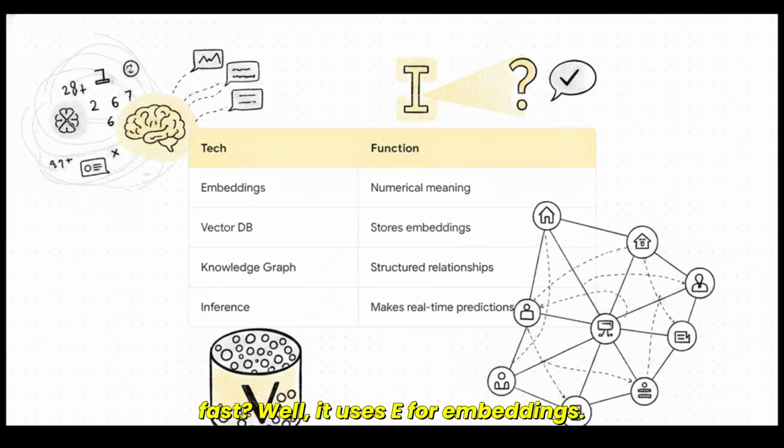Well, it uses E for embeddings. These are numerical representations of meaning for text and images. Those numbers are stored and searched inside a V, a vector database. The AI also uses a K, a knowledge graph, which is a structured network connecting information so the AI actually understands real-world relationships. By grouping together embeddings, vector databases, and knowledge graphs, the system can successfully perform I, inference. Inference is the actual act of using the trained model to make a prediction or generate a response right then and there.